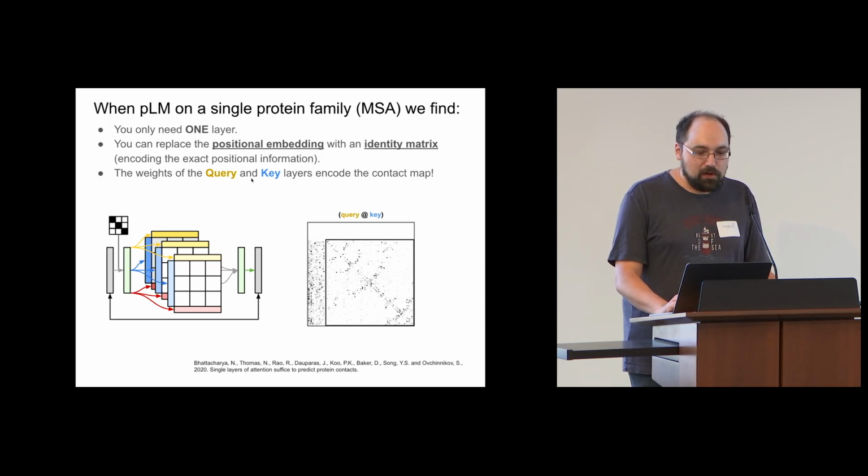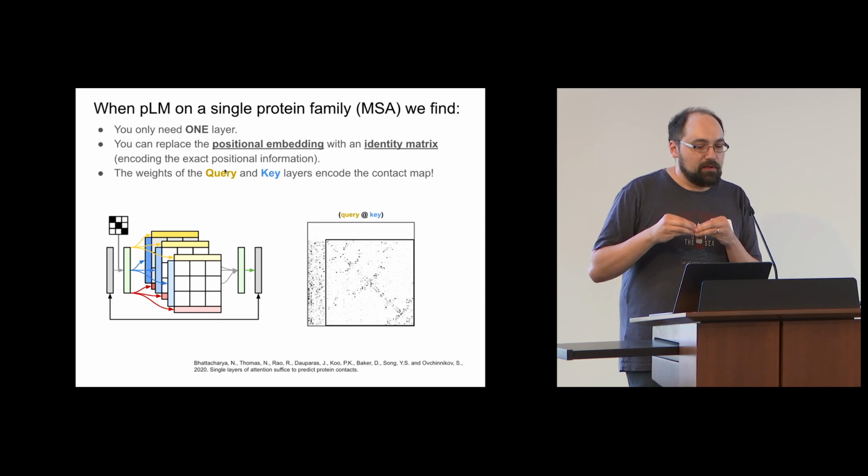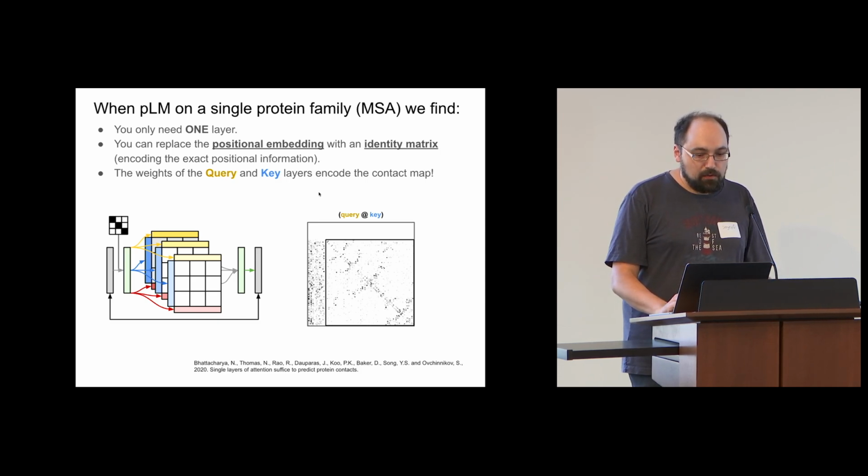But now the really remarkable thing, which is probably not too surprising in hindsight, is that if you extract the queries and keys, the actual parameters of the model that represent the queries and keys, and take the outer product of those, you actually get back a contact map.